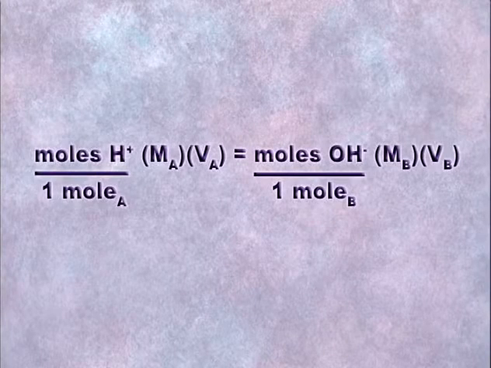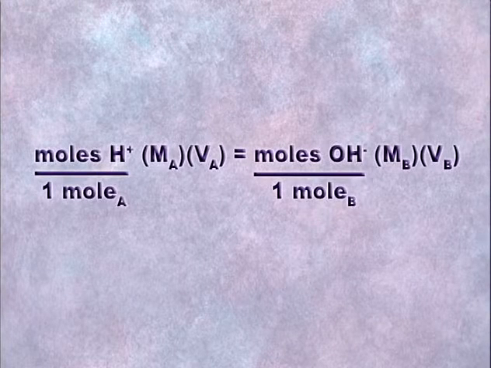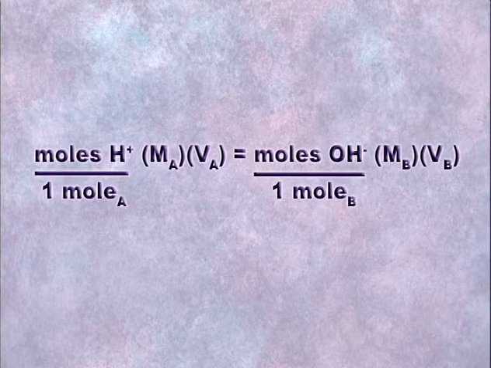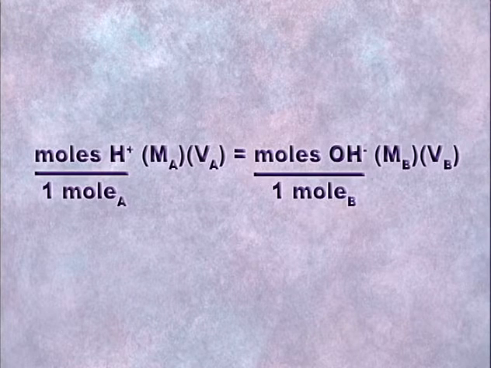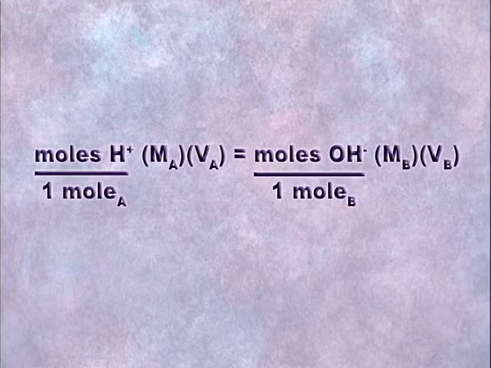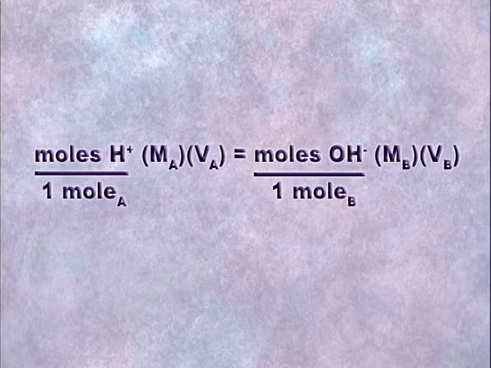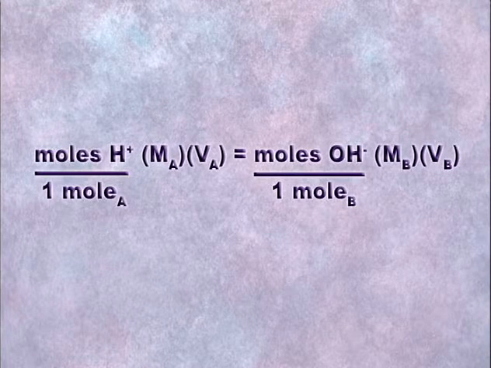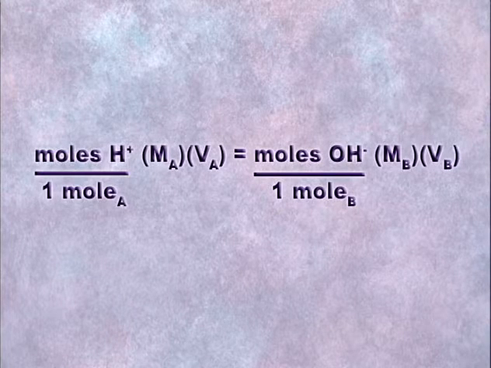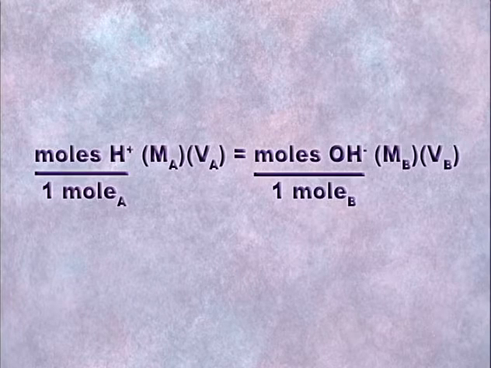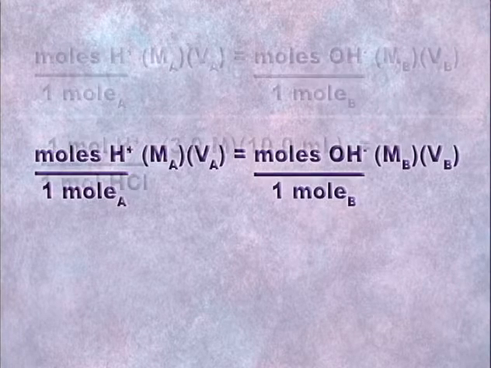Let's see how you did. You needed to use the formula that says the moles of hydrogen ions per 1 mole of acid times the molarity of the acid times the volume of the acid equals the moles of hydroxide ions per 1 mole of base times the molarity of the base times the volume of the base.